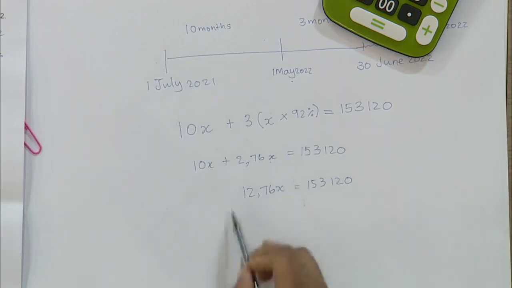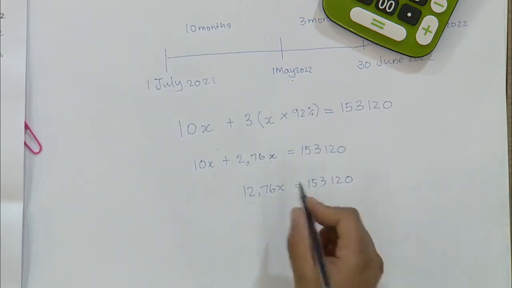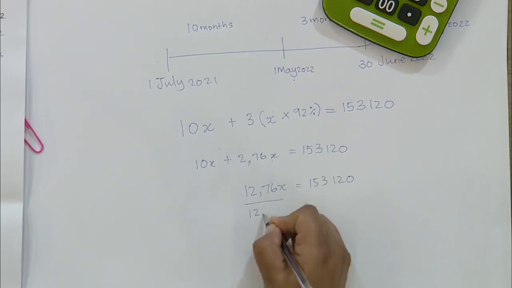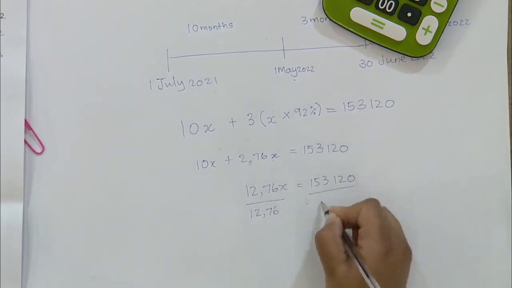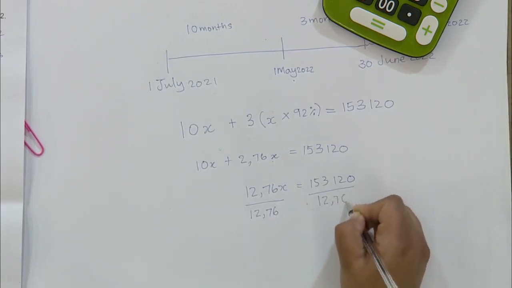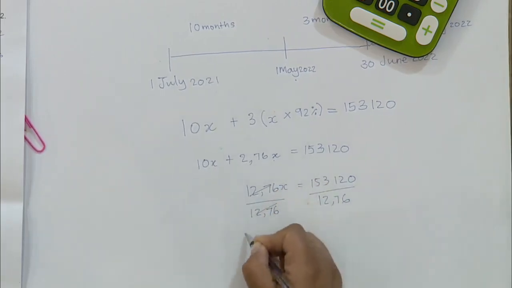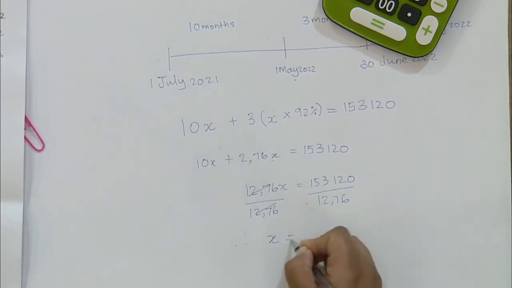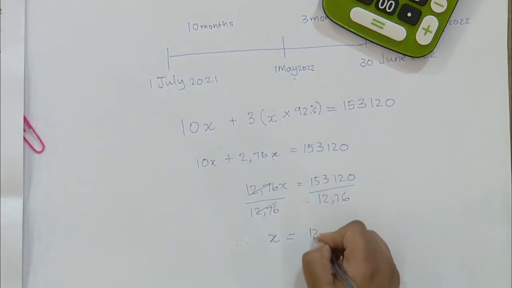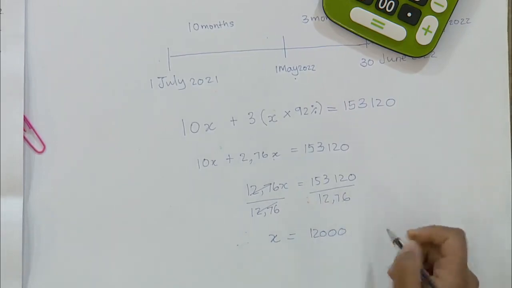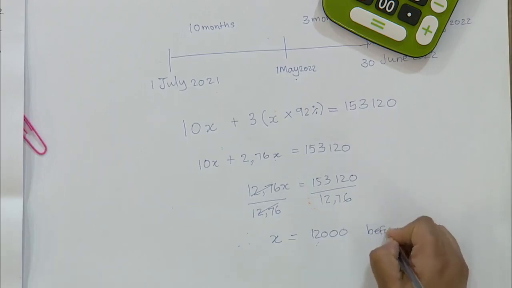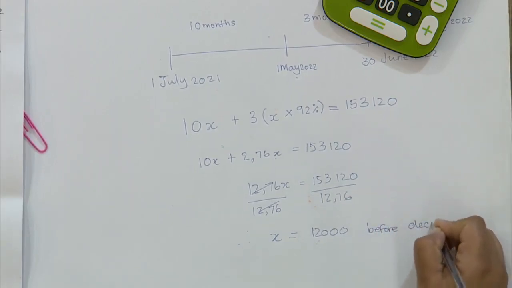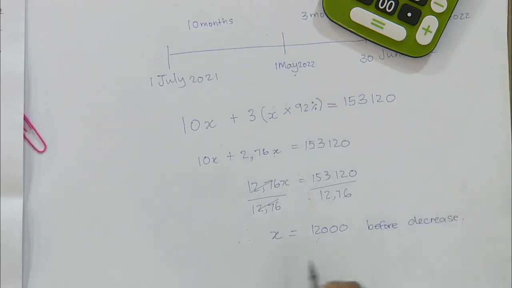To get x on its own, guys, this is grade 8 maths, eh? We're dividing both sides by 12.76. Both sides, 12.76. Simplify it out, and therefore, x is equal to 12,000 Rand. So what does it mean? This is the rental before the decrease. So before the decrease, that is how much rental we were supposed to get.